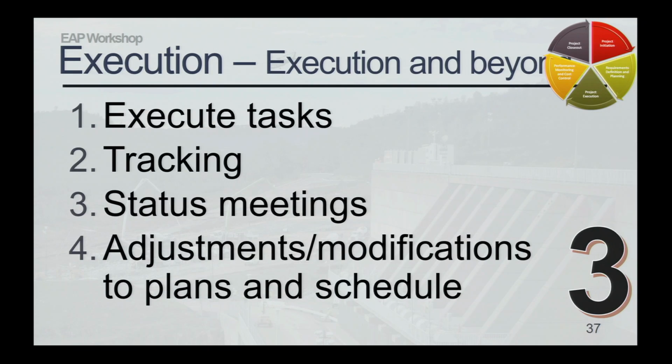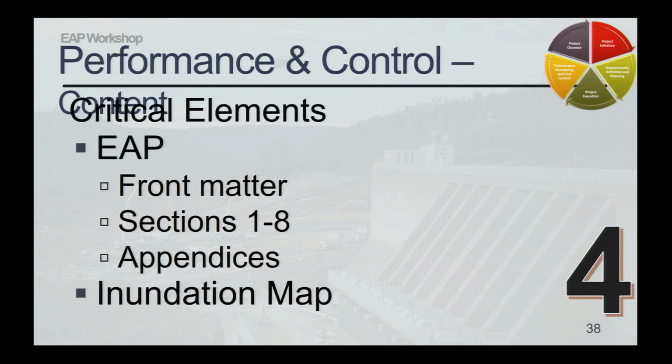And that brings us to step 4 in the process. We're in the performance and control. So that says performance and control, and then under the line it should say critical elements. Your EAP will be evaluated based on its adherence to federal and state guidelines, and that's why I provided you with those references at the beginning of this session. So your completed plan should have 2 main elements. It'll have the EAP and the inundation map.